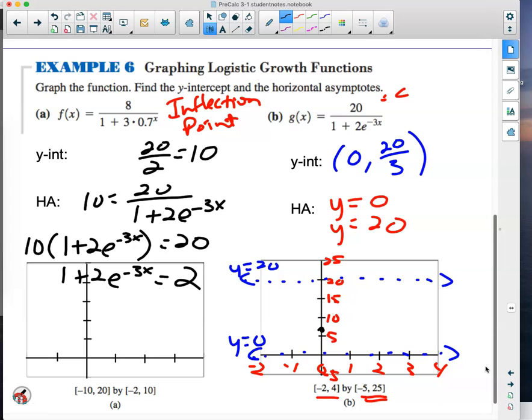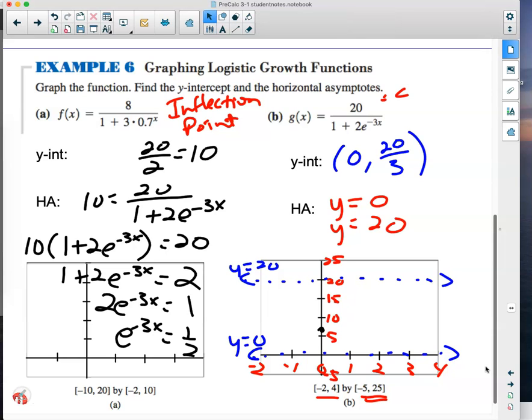Then we'd subtract 1 from both sides. Divide by 2. And then we have to remember how to get rid of the natural base e. When we have a base being raised to an unknown power, we have to think, how do I get to this x? And the only way to get to that x is to eliminate that e.